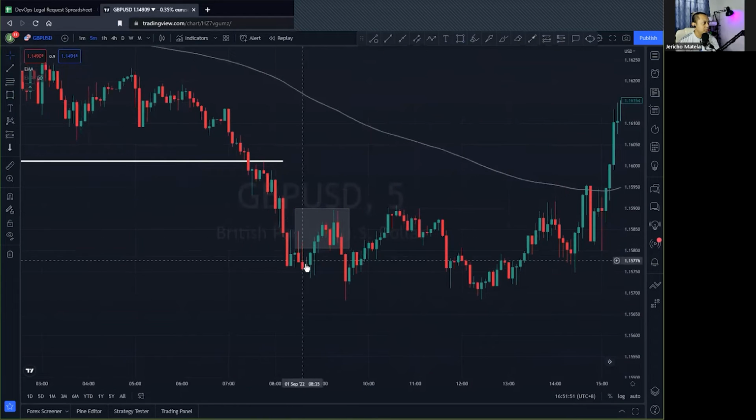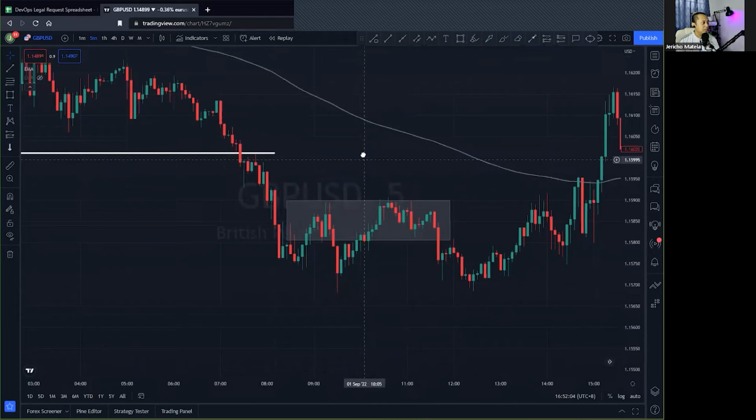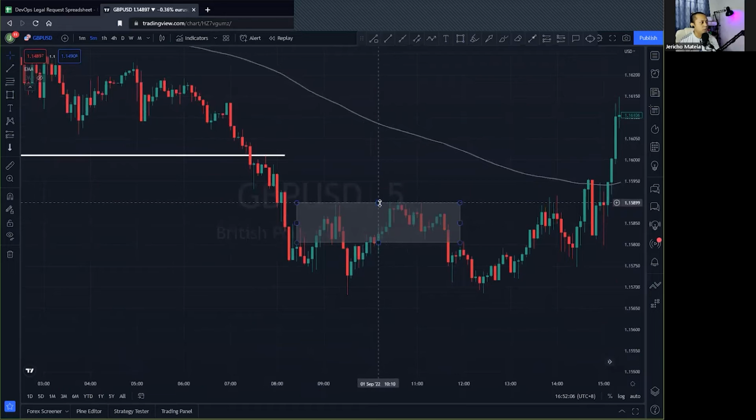So for example, ito bumagsak, umangat, bumagsak, na break naman niya yung low, right? So you can use this as a possible entry to go to the downside. Since this is the 5-minute, I am going to assume that you are going to consider as well the spread of your broker.